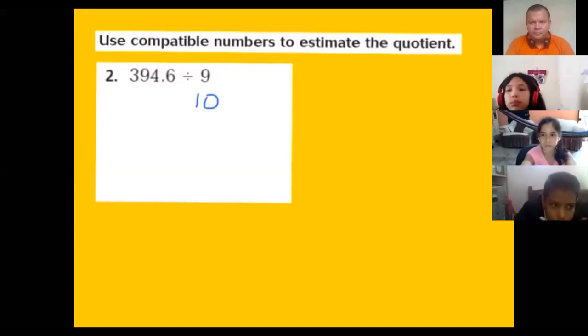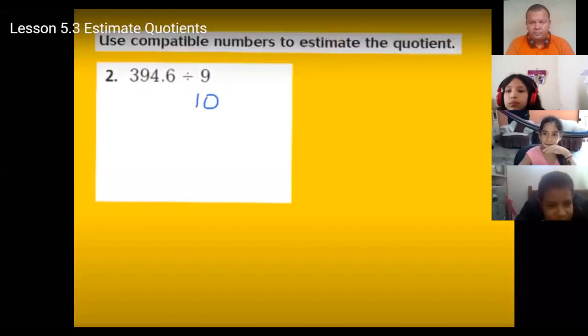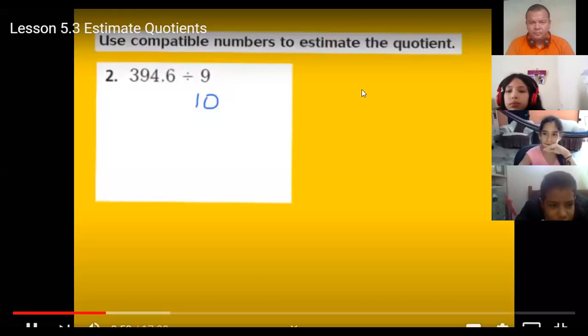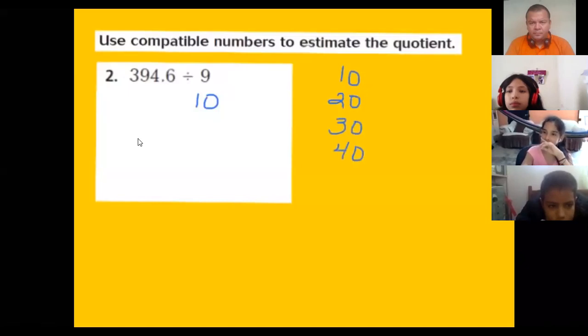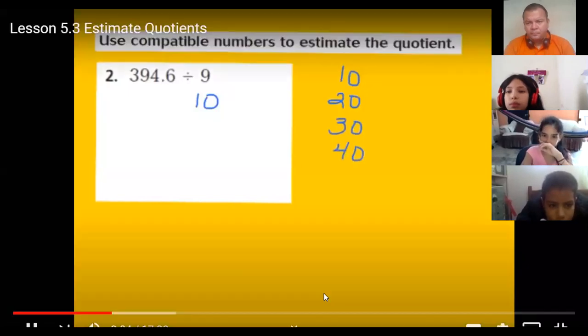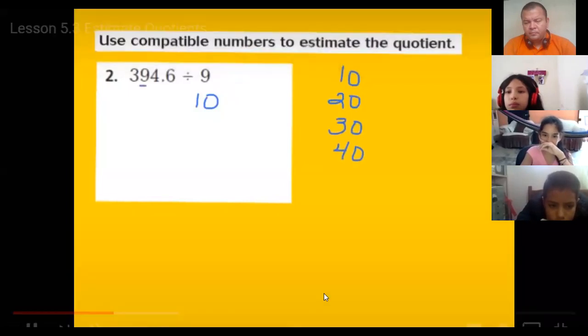So in order to choose a compatible number that works well with the number 10 for my dividend, I'm going to list out some multiples of the number 10. So I have 10, I have 20, 30, and 40. Now I'm going to stop here because here's what I know. I know that the 39, the first two numbers there, would fall right in between my 30 and my 40.